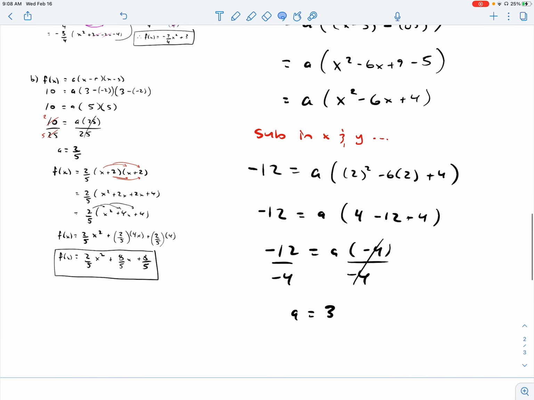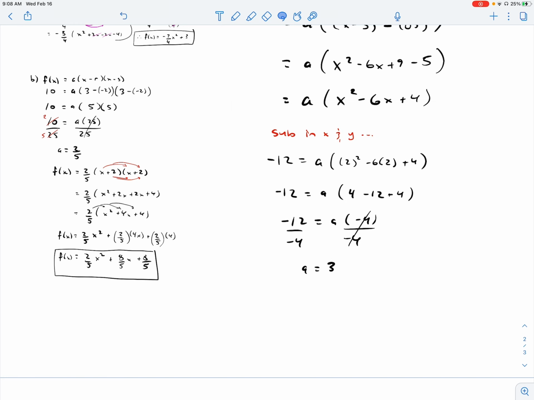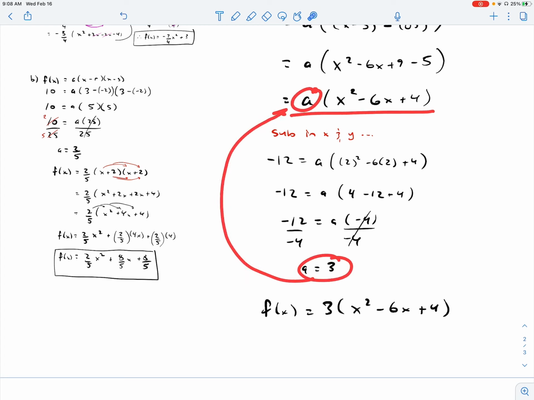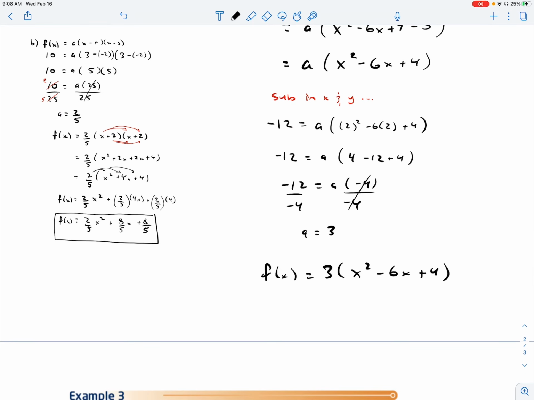So this is almost finished. Just going to give myself a little more space. So this means my function looks like 3 times x squared minus 6x plus 4. I plugged it into this line right here because this is my f of x and it's already cleaned up. So now that I found a, I just plug it in there for a. And I can easily just distribute this through and get my final quadratic. So we'll have 3x squared minus 18x plus 12.